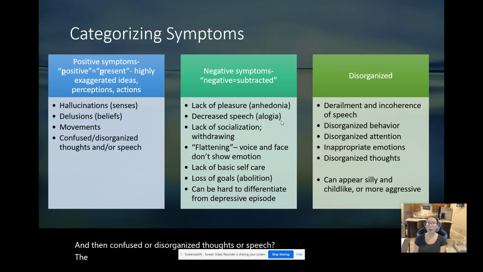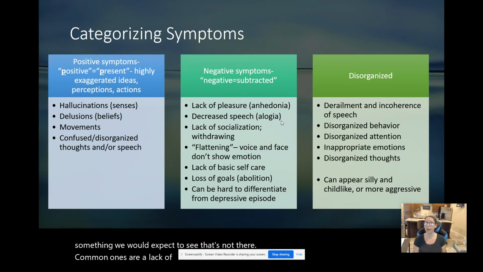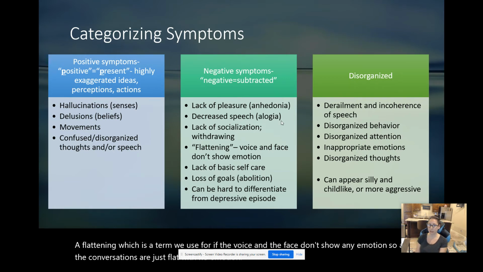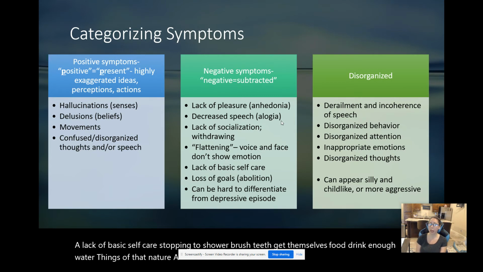The next category of symptoms are negative symptoms. And to keep this straight, just remember negative, we do the little minus sign. Negative means subtracted. There's something we would expect to see that's not there. Common ones are a lack of pleasure or enjoyment, which we call anhedonia, decreased speech, which is alogia, a lack of socialization or withdrawing, a flattening, which is a term we use for if the voice and the face don't show any emotion. So all the conversations are just flat with no emotion. A lack of basic self-care, stopping to shower, brush teeth, get themselves food, drink enough water, things of that nature. A loss of goals, which is called abolition.